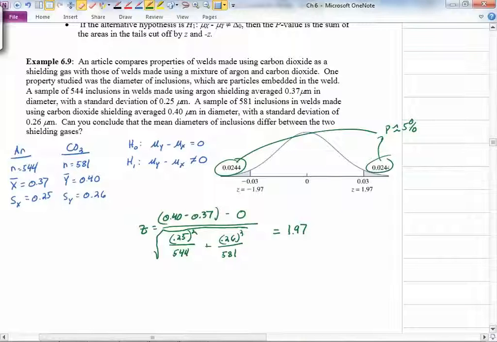Did you get a z value of 1.97? And that's really close to 1.96. We know 1.96 corresponds to 5%. So our p-value is just slightly less than 5%. So here it's very, very close whether we would reject the null hypothesis or not. Right? It's right on the line. It's slightly over the line, so we'd slightly reject the null hypothesis, but just barely.